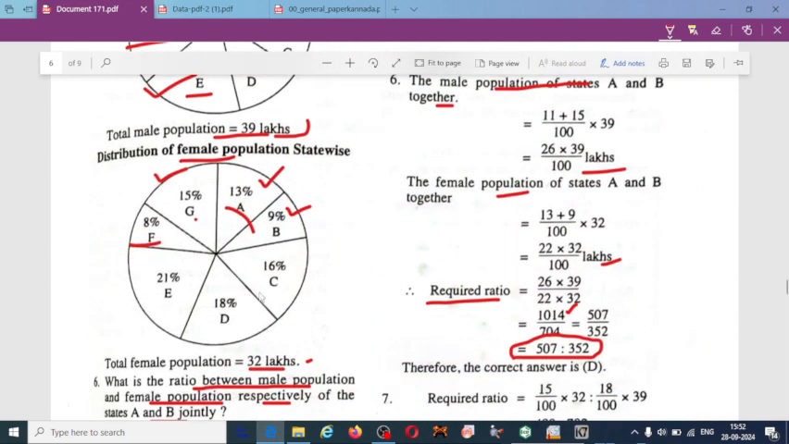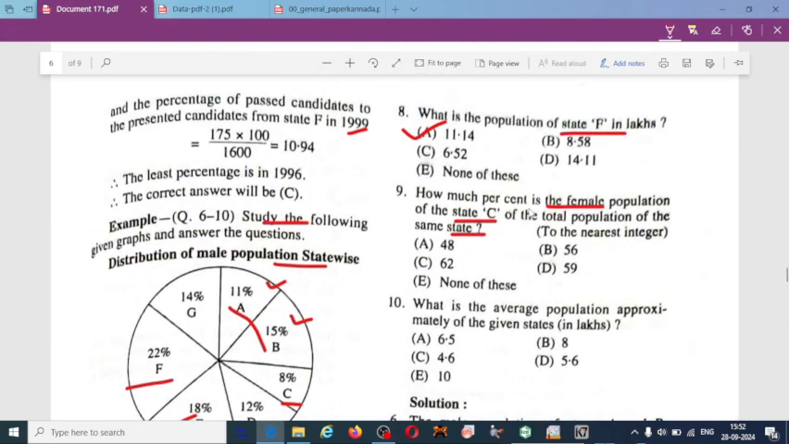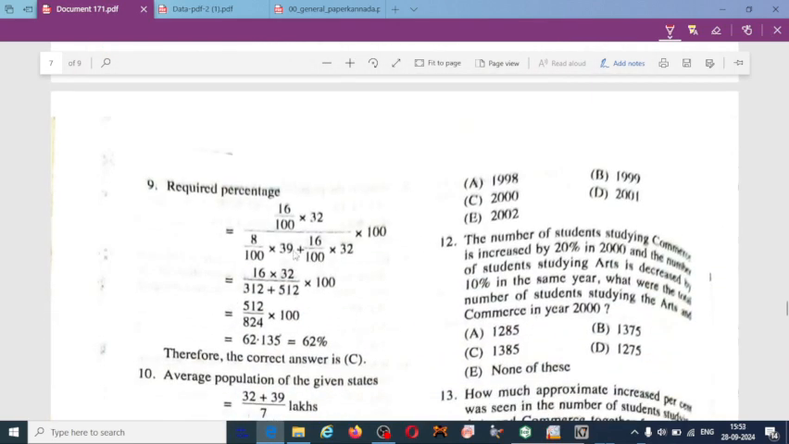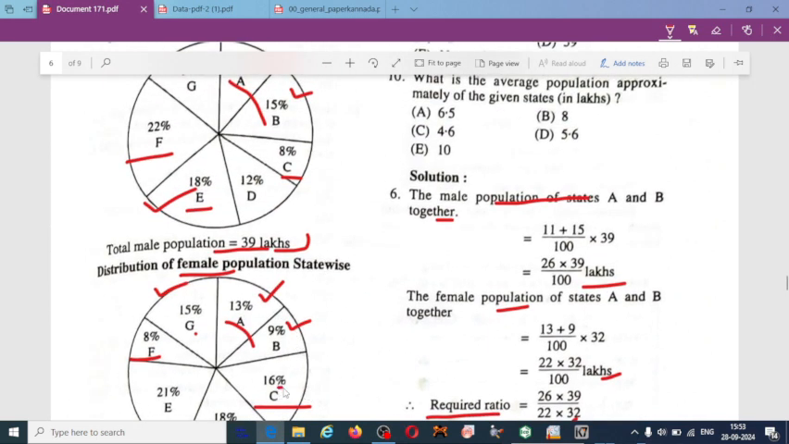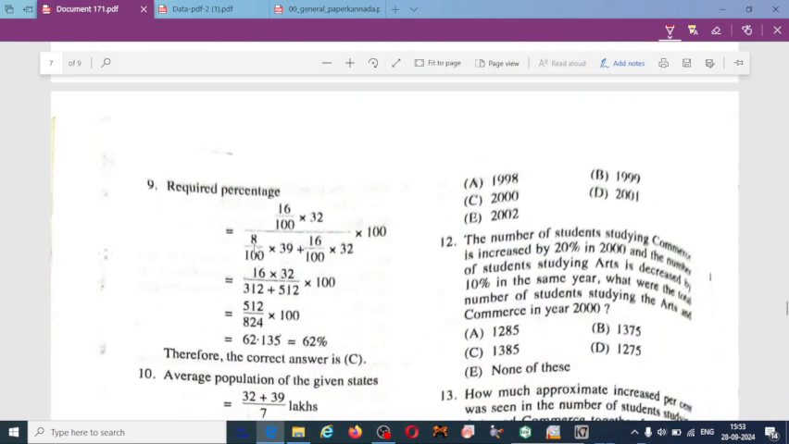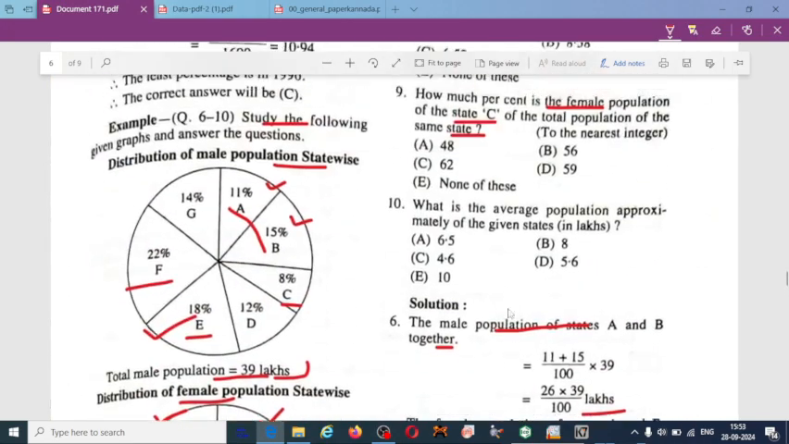Okay, state C. Total population means what? You should include both male and female. Then what will be the percentage of female population in C? So let us take here the required percentage: 16/100 into 32, divided by the total population, adding 8/100 into 39 and 16/100 into 32. Total means you should add up both male and female. This is for state C female population. Total population you should add up and divide it and multiply by 100. If you do the calculation, you will get the percentage of female in the state C, that is 62%. Option C is correct.